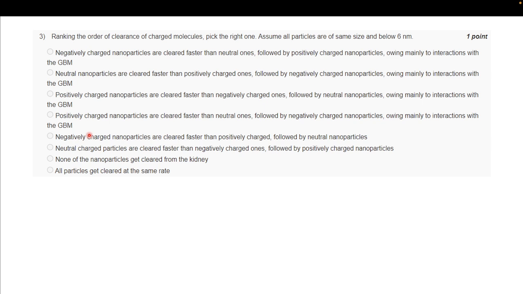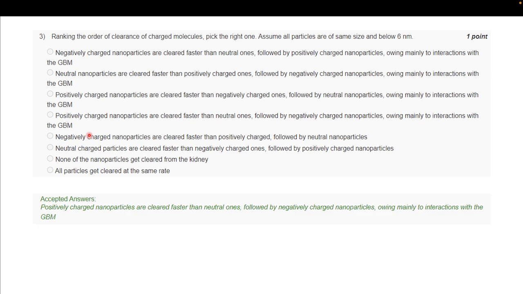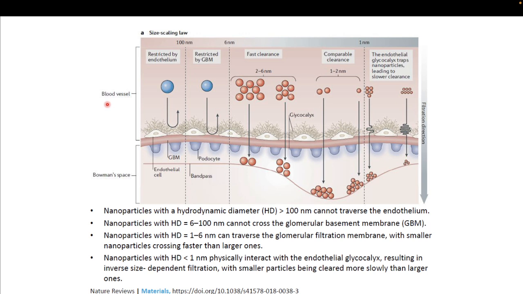No one? Okay, we'll look at the answer then. The correct answer is positively charged nanoparticles are cleared faster than neutral ones, which is followed by negatively charged particles, owing mainly to their interactions with GBM. So that is, I think, option 3. One of you was correct in answering. So we'll look at what exactly this concept is.